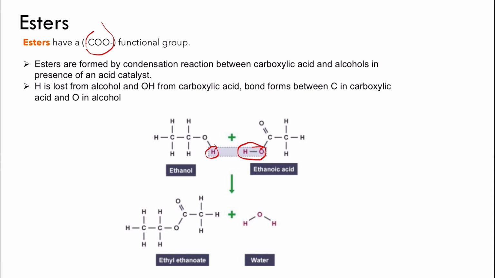If you have something like ethanol and ethanoic acid and they react together in a condensation reaction, OH will be removed from the ethanoic acid and the hydrogen, and they will combine together to give you the water molecule, and then the oxygen from the ethanol will be bonded to the carbon from the carboxylic acid and give you the ester with this functional group, the ester functional group.